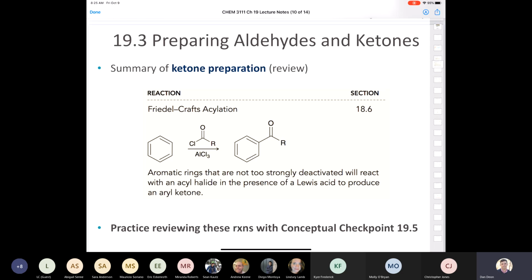This is something that we learned in the very last chapter that we looked at on aromatic chemistry, where we can take benzene, treat it with an acid chloride and a Lewis acid, and we end up making an acylium ion, and then the aromatic ring behaves as a nucleophile. It attacks the acylium ion, which is an electrophile. You make the arenium ion or the sigma complex, followed by restoration of aromaticity to form a ketone. And so there we go.